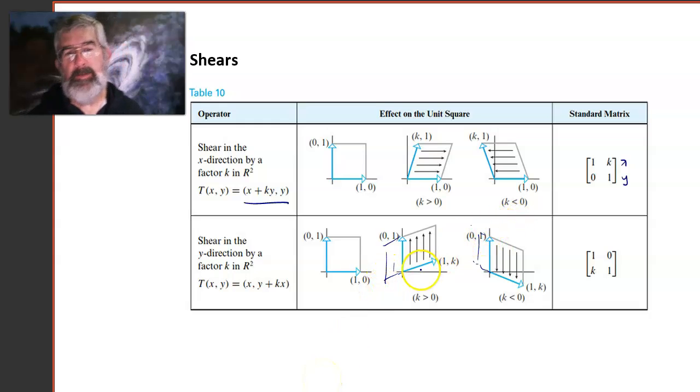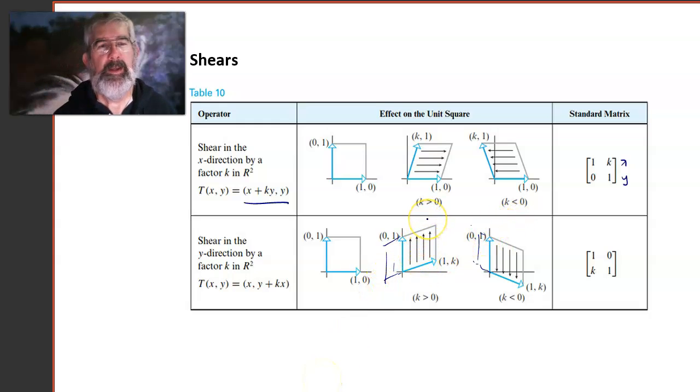But the unit square is being turned into a parallelogram. One thing to notice about that unit square is the image of the unit square now being this parallelogram: the area is the same. Because if you were to cut off this little triangle piece and tack it back on over there, you'd still have the same area.